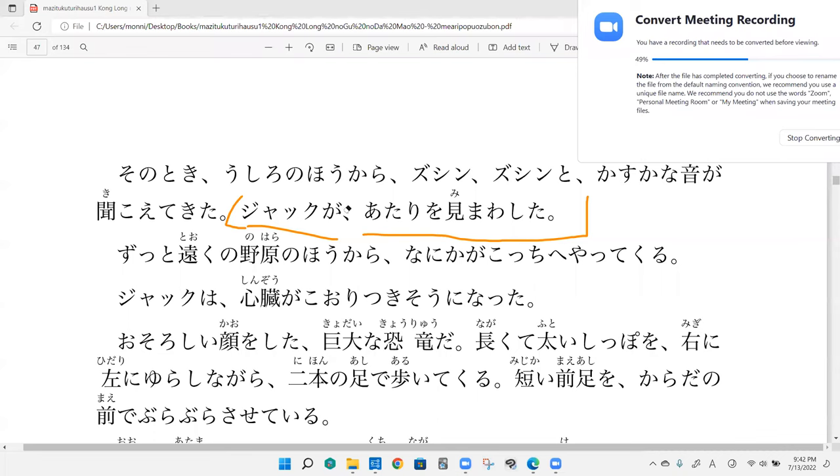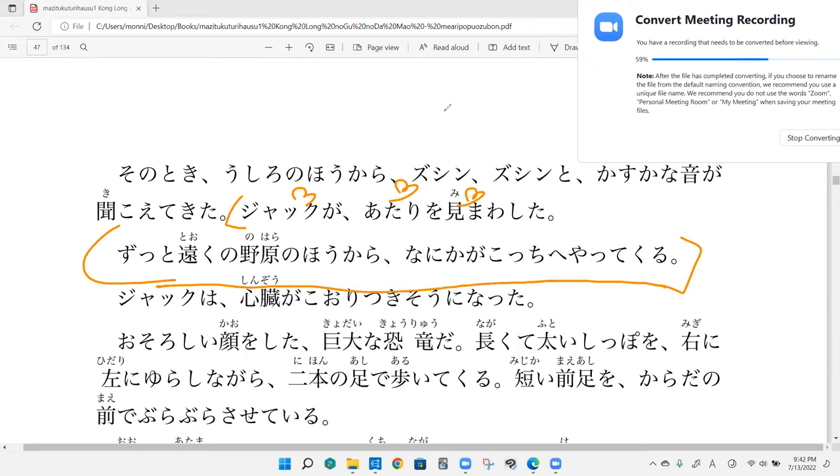Jack. Jack looked all around. He looks at the surroundings. He surveys them. And then what happens next? From very far away, there was a field. And from there, something was coming closer.